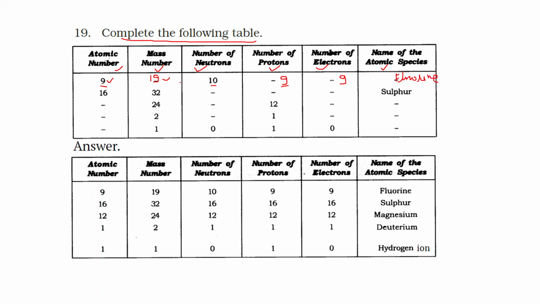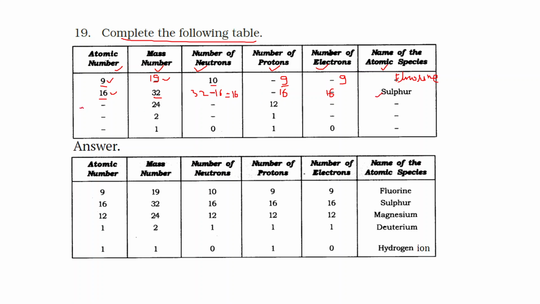Clear? Now, in the same way, atomic number is 16 and mass number is 32. Then how can we find out the number of neutrons? Actually, mass number is the sum of the number of protons and the number of neutrons. If atomic number is 16, we can say the number of protons is also 16. When protons are 16, the number of electrons is also 16. Then the number of neutrons is 32 minus 16, and this is equal to 16. If atomic number is 16, the atomic species is sulfur.